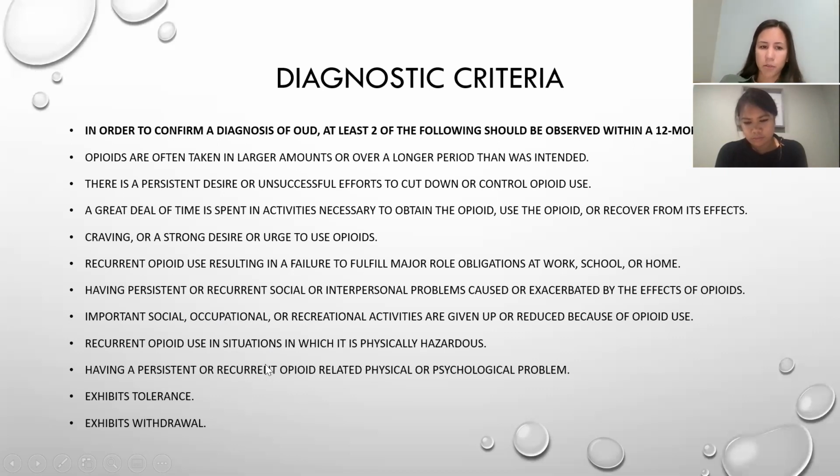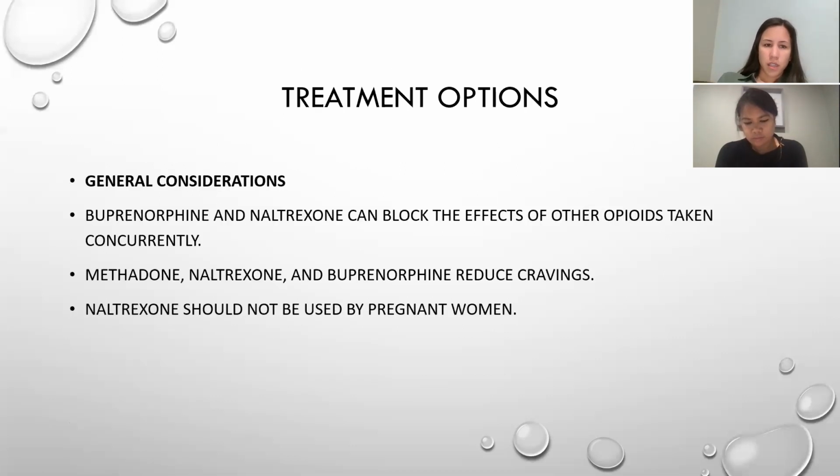So those will probably be pretty easy to identify with patients. And then treatment options. The main three are buprenorphine, methadone, and naltrexone. Some general points about them, and I'll go into each one in more detail in a second: buprenorphine and naltrexone can block the effects of other opioids that people take concurrently, which can be important for people who are at risk of having times when they're using other opioids again, whether it's socially or they're just unable to stop themselves from using again.